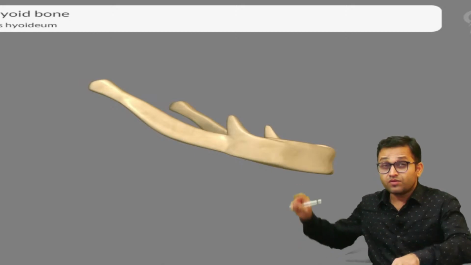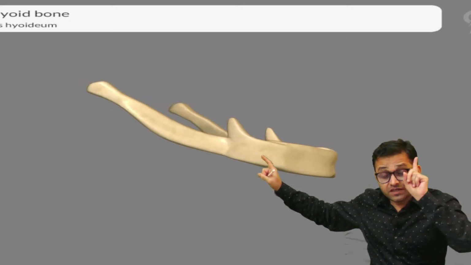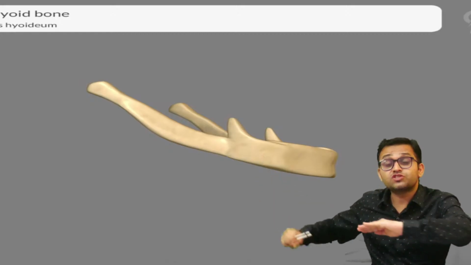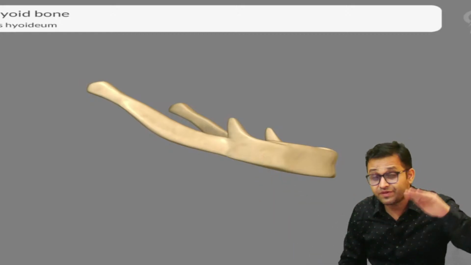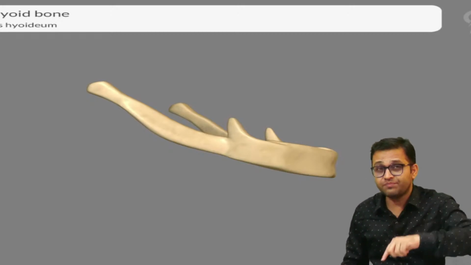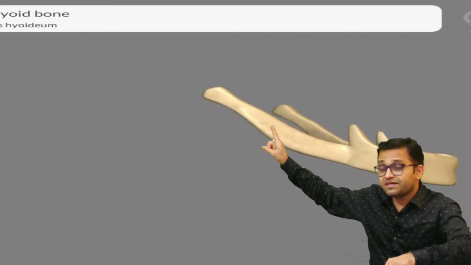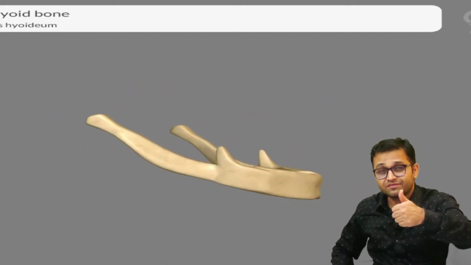Why? Because it has no bony attachment. It is the only bone of the body which does not have any joint with another bone. MCQ. It has three parts: the body, the lesser cornu, and the greater cornu. Agree, sir. Fine.